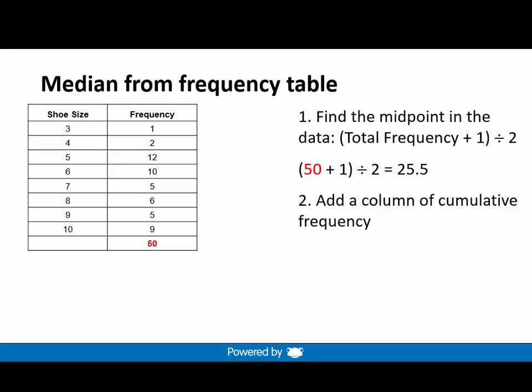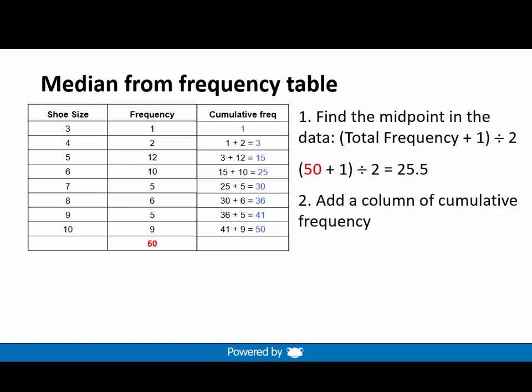To do this, I need to add a column of cumulative frequency, like so. I can then identify the median class. I can see that the 25th person has a shoe size of 6, but my midpoint is 25.5, so I need to go into a shoe size of 7.